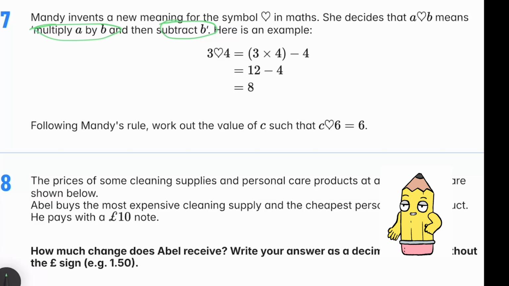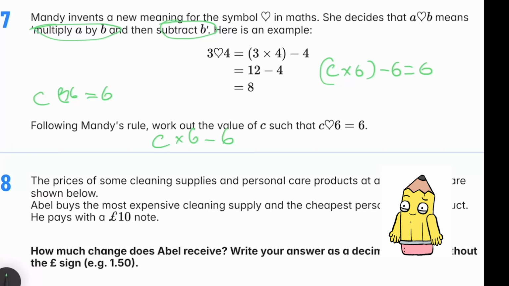So once again, we're going to turn the instructions into an equation. So we have C multiplied by 6 minus 6. Now we know that C and 6 equals 6. So instantly we'll have C multiplied by 6 minus 6 equals 6.